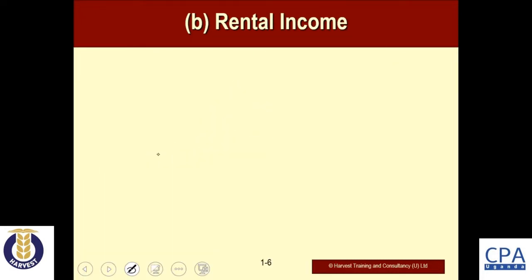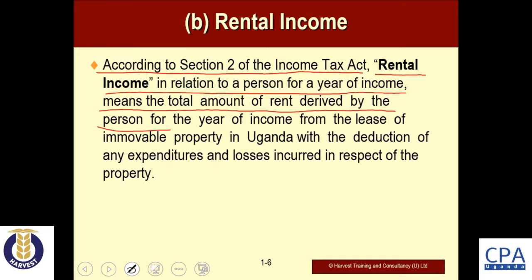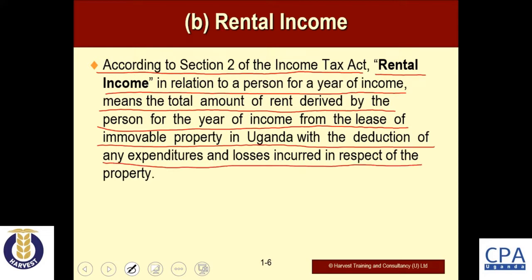And then, of course, we have rental income, which we are going to be discussing in our lecture. So we want to know what rental income is. According to Section 2 of the Income Tax Act, rental income in relation to a person for the year of income means the total amount of rent derived by the person for the year of income from the lease of immovable property in Uganda, with the deduction of any expenditures and losses that you have incurred in respect of that property.